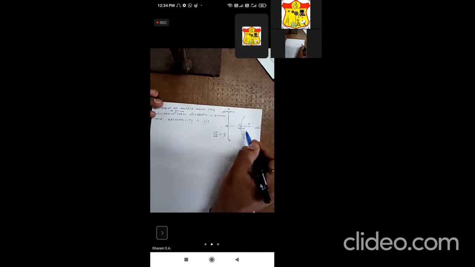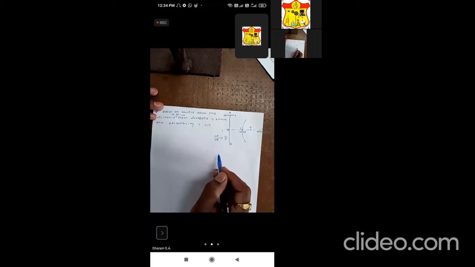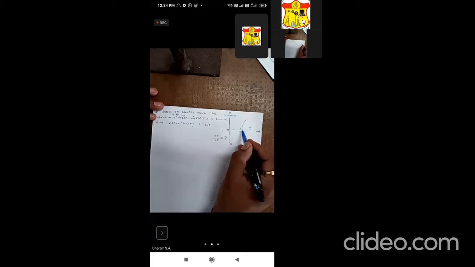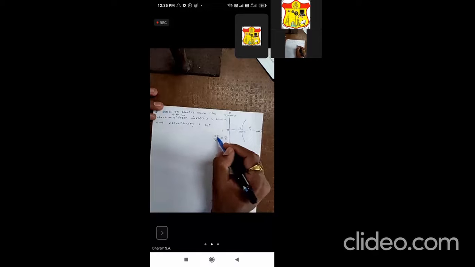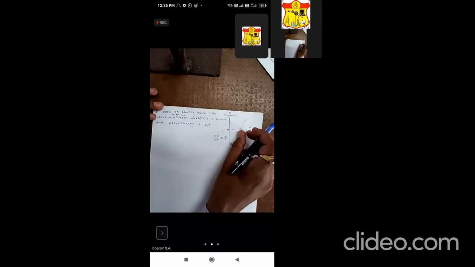Eccentricity is nothing but VF divided by VD, the ratio of the distance of the vertex from the focus to the distance of the vertex from the directrix. So this distance divided by this distance is the eccentricity. Okay, so let us see the problem based on the directrix and focus.